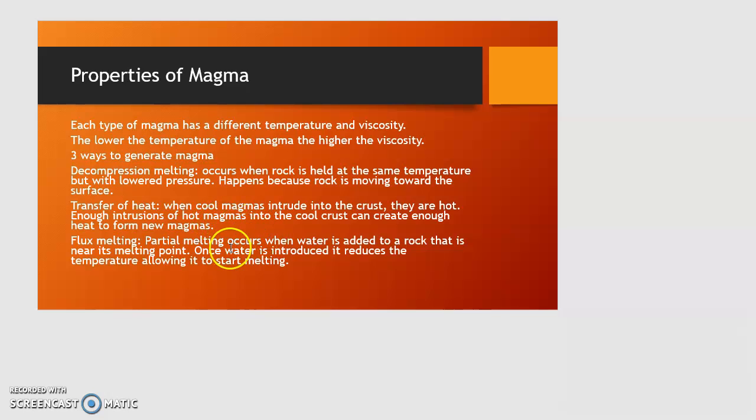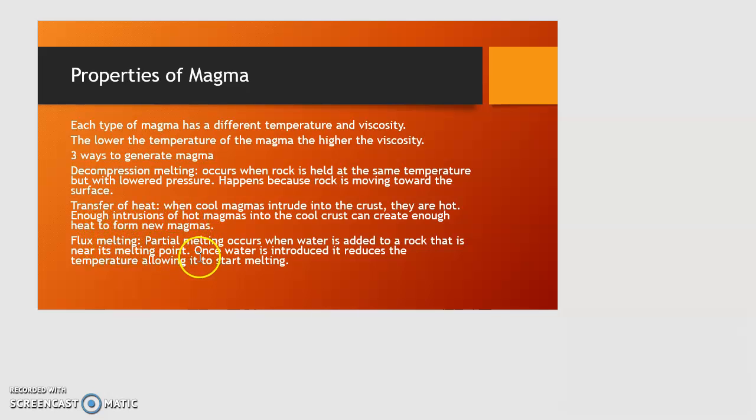Each type of magma has a different temperature and viscosity. The lower the temperature of the magma, the higher the viscosity. There's 3 ways to generate it: decompression melting, which is when a rock is held at the same temperature but with lowered pressure. It happens because the rock is moving toward the surface.